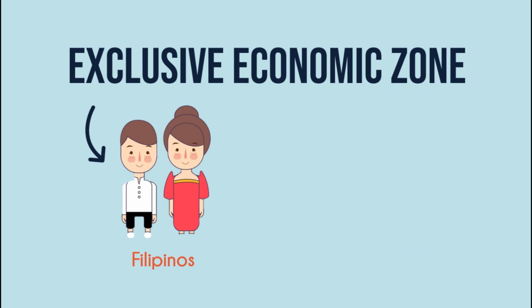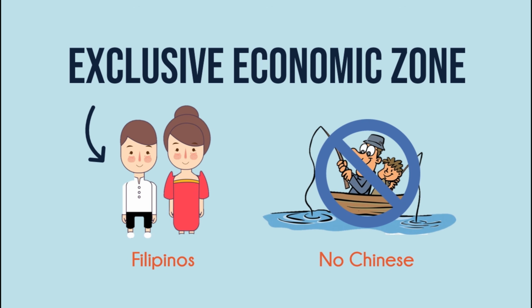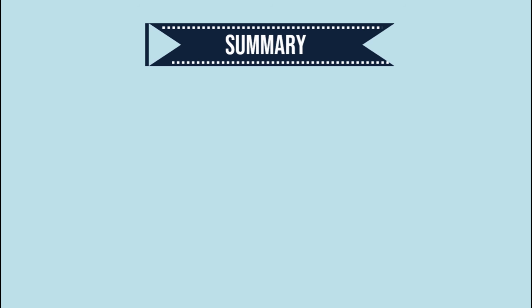Even if we don't have sovereignty over the entire EEZ, we have every right to defend our sovereign rights. It means we can still prohibit the Chinese from fishing in our EEZ, especially since they have already violated our rights. Now let's review the important concepts for this episode.